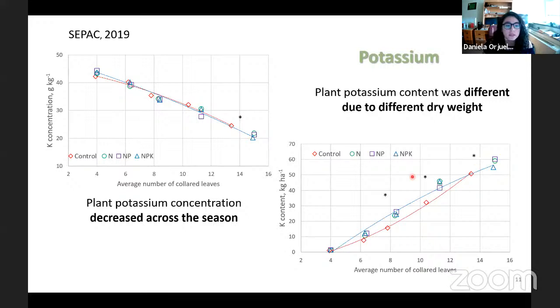In the case of potassium, we saw for both treatments, or all the treatments, the trend was the same. The potassium concentration decreased across the season. And at the end, we were only able to detect a difference around B14, but this was related with a difference in leaf number more than the amount of potassium being uptaken. And for content, we could detect difference but early in the season around B8. And this again is an effect of the different dry matter accumulation for the different treatments.